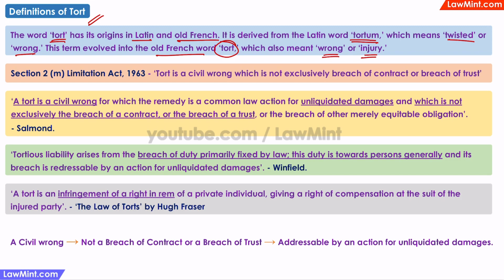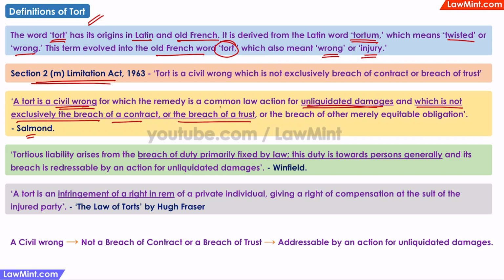The most important definition of tort is obviously the legal definition given in the Limitation Act. Salmond said that a tort is a civil wrong for which the remedy is a common law action for unliquidated damages, and which is not exclusively the breach of a contract or the breach of a trust, or the breach of other merely equitable obligation.